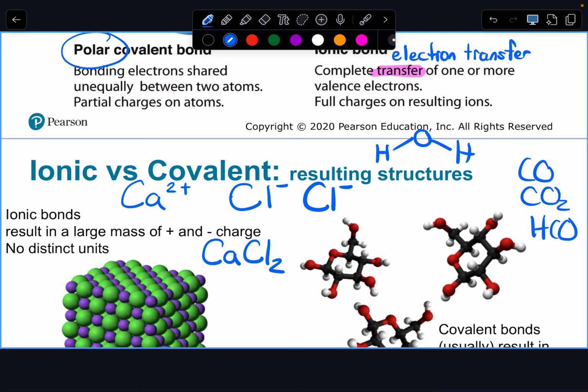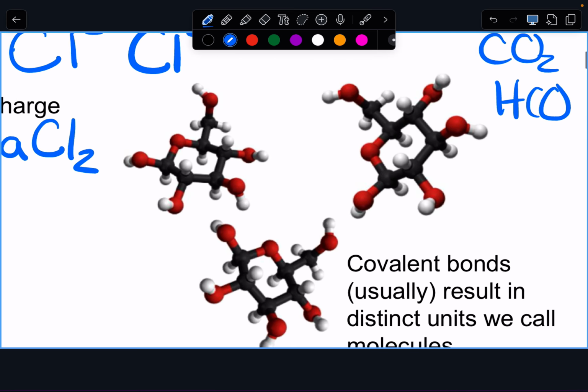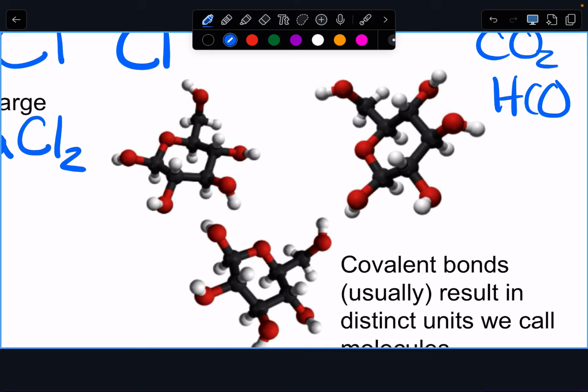Okay? So glucose, same thing in this picture. Each one of the little black ones represents a carbon, the red ones are oxygen, and the white ones are hydrogen. And if you counted that up, there's going to be 6 carbons, 6 oxygens, and 12 hydrogens. So when we write the chemical formula of a covalent compound, it does not just indicate a ratio. It indicates the actual number of atoms that exist in that molecule.